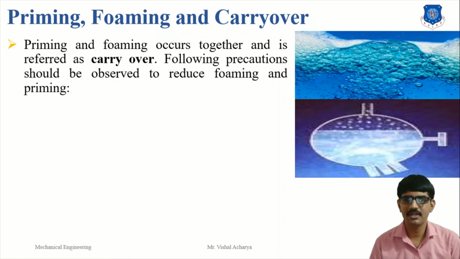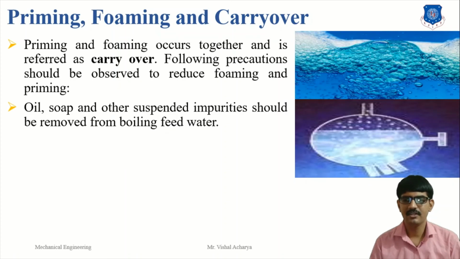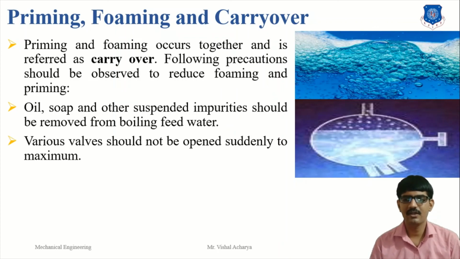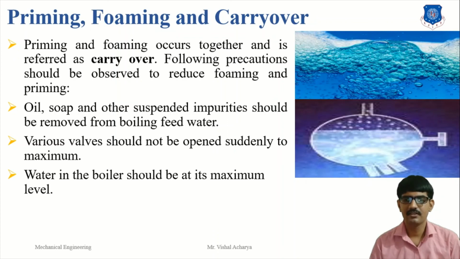The following precautions should be observed to reduce foaming and priming. Oil and soap and other suspended impurities should be removed from the boiler and feed water. When a valve is suddenly closed, it produces bubbles, so various valves should not be opened suddenly to the maximum. The water level in the boiler should be at the maximum level.